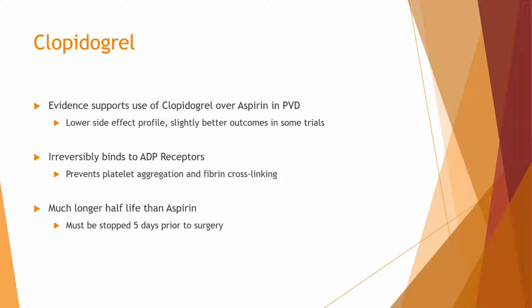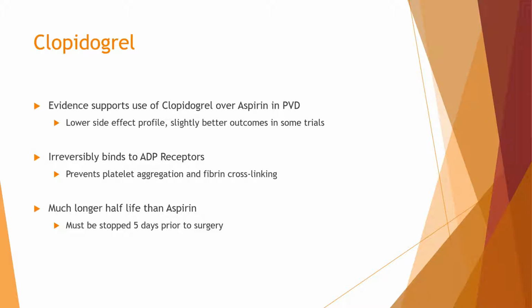The other major antiplatelet you'll encounter in clinical practice is clopidogrel. So clopidogrel falls into that group of ADP receptor inhibitors along with prasugrel and ticagrelor, and there's been a lot of evidence at the moment to support the use of clopidogrel over aspirin in managing peripheral arterial disease. There's a lower side effect profile and the outcomes are slightly better in terms of reduced complications.